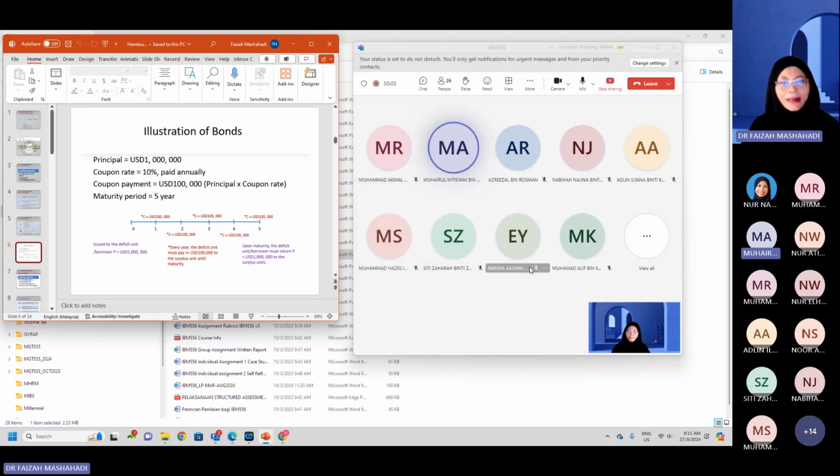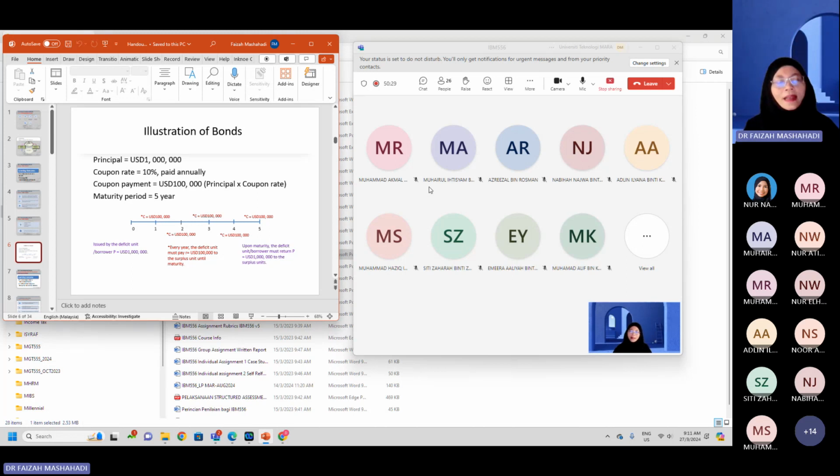Ada soalan? Yes. So, adakah bond ni allowed in Islam? Ada dalam Islam kita panggil sukuk. Good question. Dalam Islam kita tak panggil bonds. We do have a specific instrument. We call that instrument as sukuk.